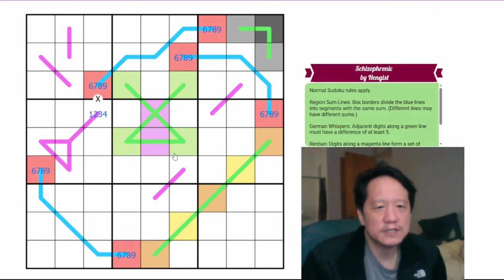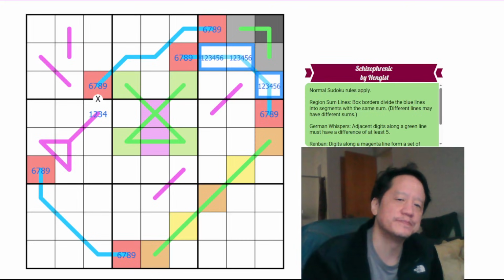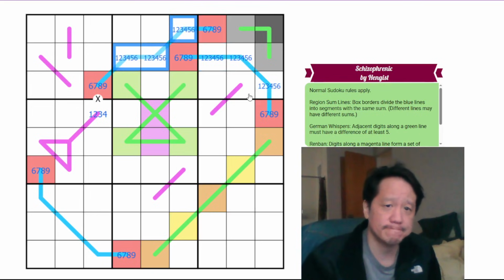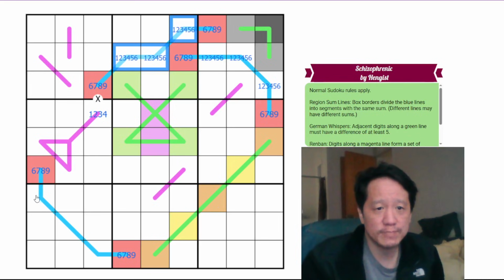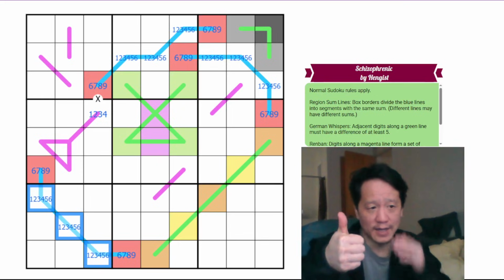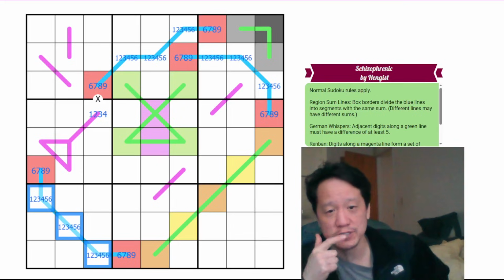What does this tell us? I am not sure. We know the digits on the region sum line can be at most 6. Same with these. This is at most 6. And these must be at most 6, because 1, 2, and 6 adds up to the largest digit you can have, which is 9.